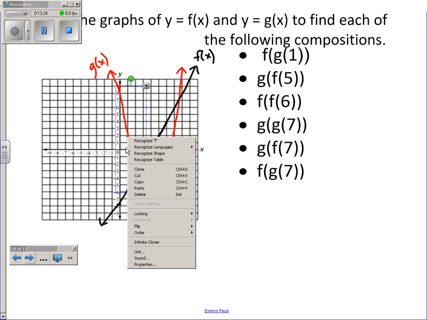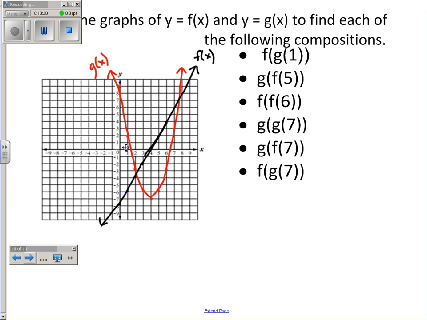So g of 1 is 2. Now I'm going to go to 2 on the x-axis. And I'm going to go down till I hit the f of x graph, which I hit at negative 4. So f of g of 1 equals negative 4.